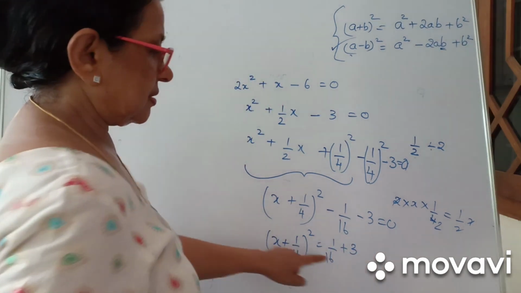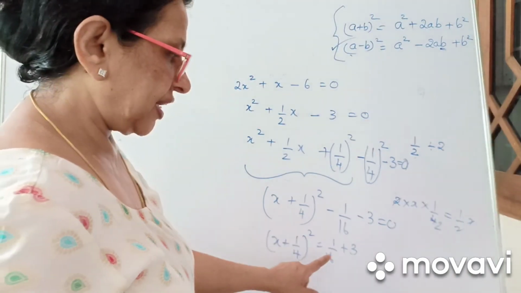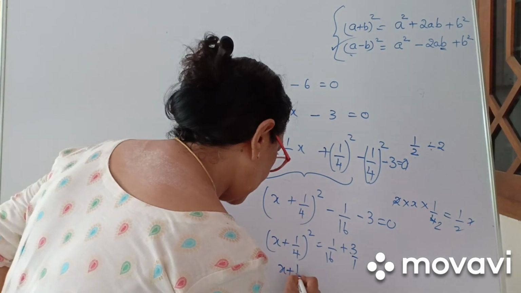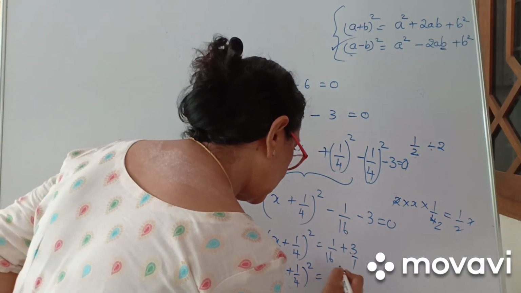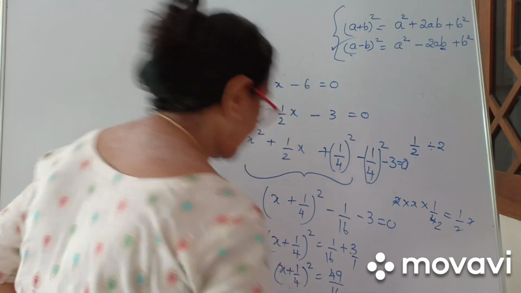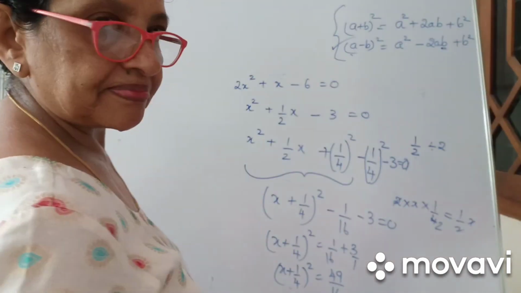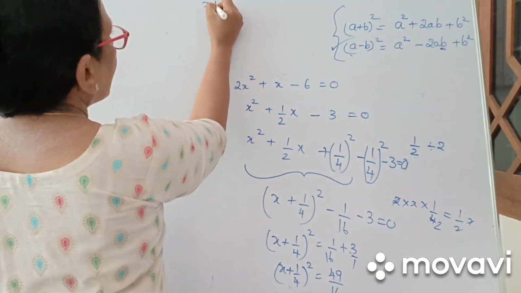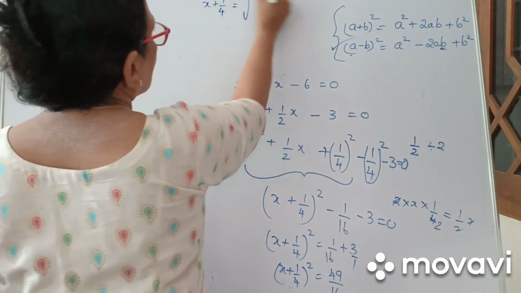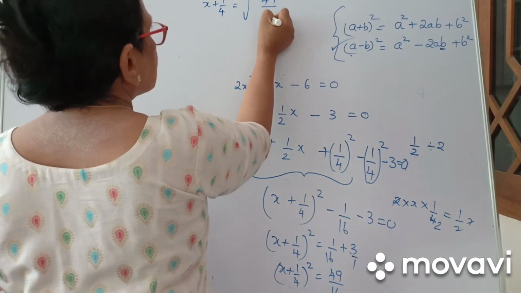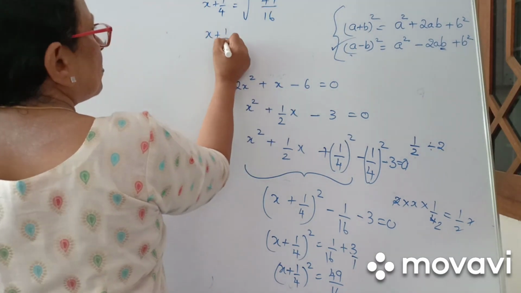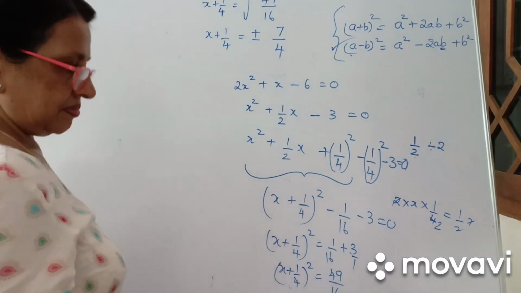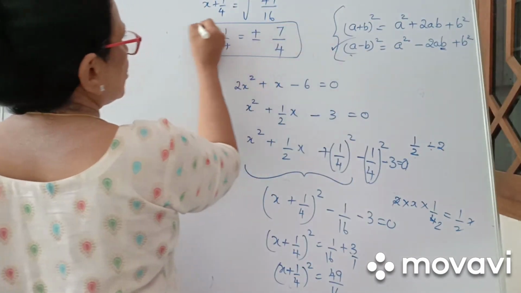Okay, how much is this? 16 3s are 48 plus 1, 49 by 16. Because അറിയാലോ x plus 1 by 4 whole square is equal to 49 by 16. Okay, clear? Are you able to follow this much? Then you have x plus 1 by 4 equal to square root of 49 by 16. That is x plus 1 by 4 is equal to plus or minus 7 by 4.